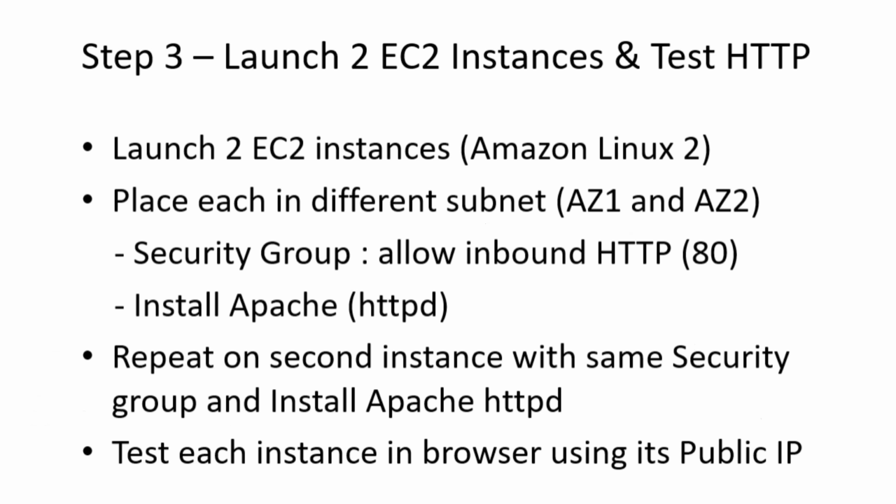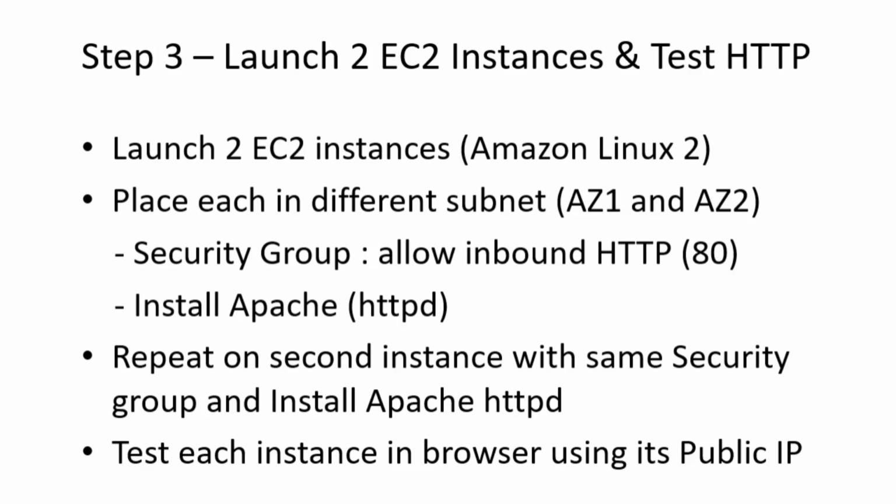In this step, we'll launch 2 EC2 instances using Amazon Linux 2. Each instance will be placed in a different subnet, one in Availability Zone 1 and the other in Availability Zone 2. We'll assign both instances to the same security group configured to allow inbound HTTP traffic on port 80.